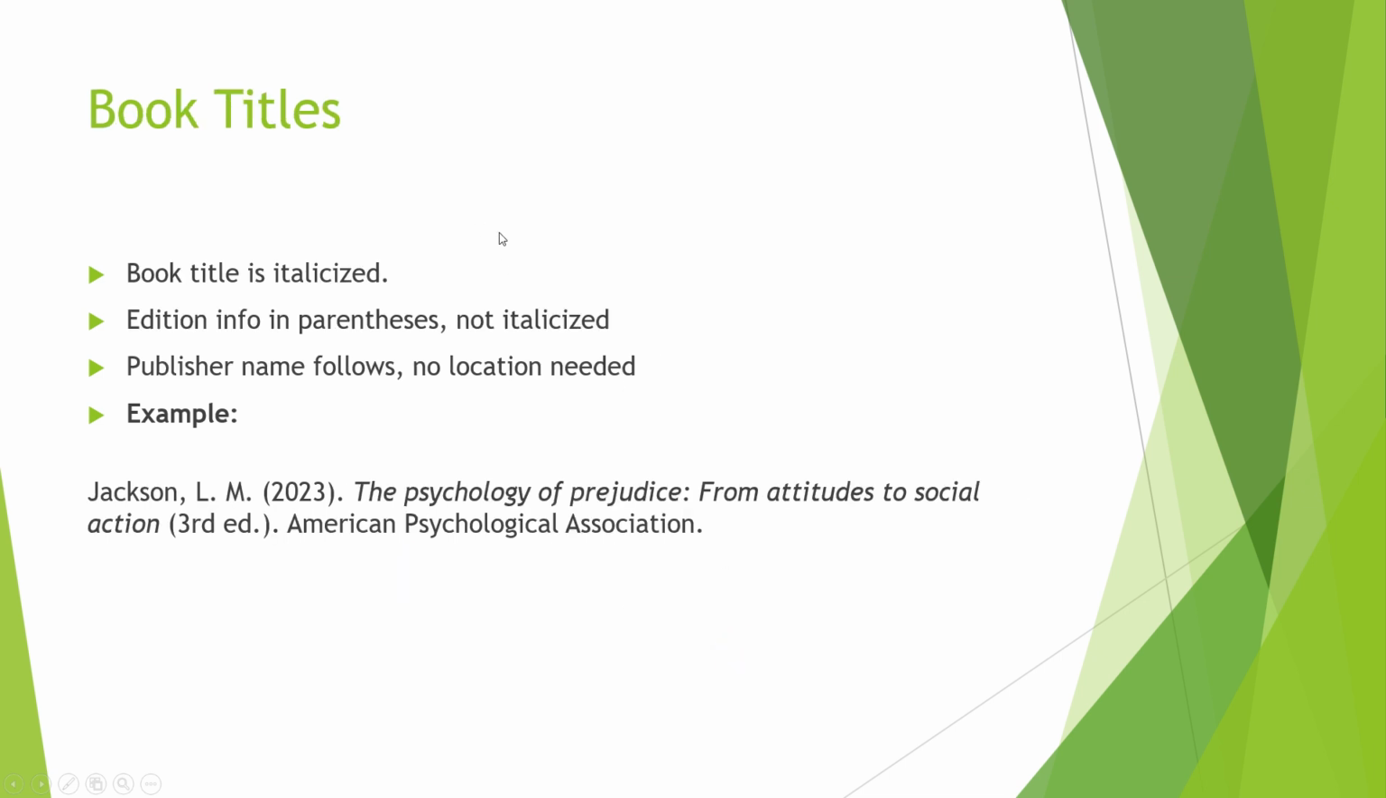Book titles. The book title is italicized. The edition is in parentheses, not italicized. If there is only one edition, then you don't need the edition. Publisher name follows. No location is needed now. So whether it's from the APA or from Pearson or Cengage or any other publisher, you want to include the publisher here. And again, this follows the rules of capitalization. First word after a colon.